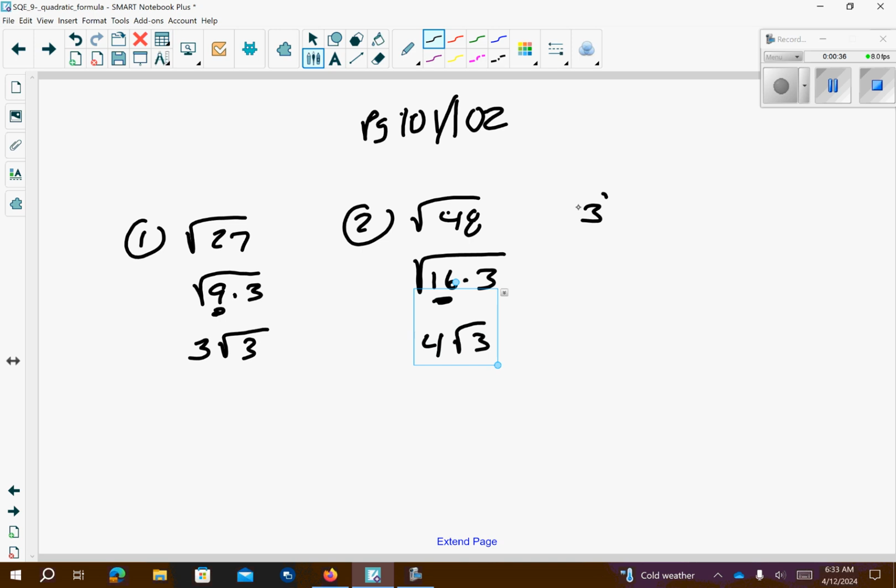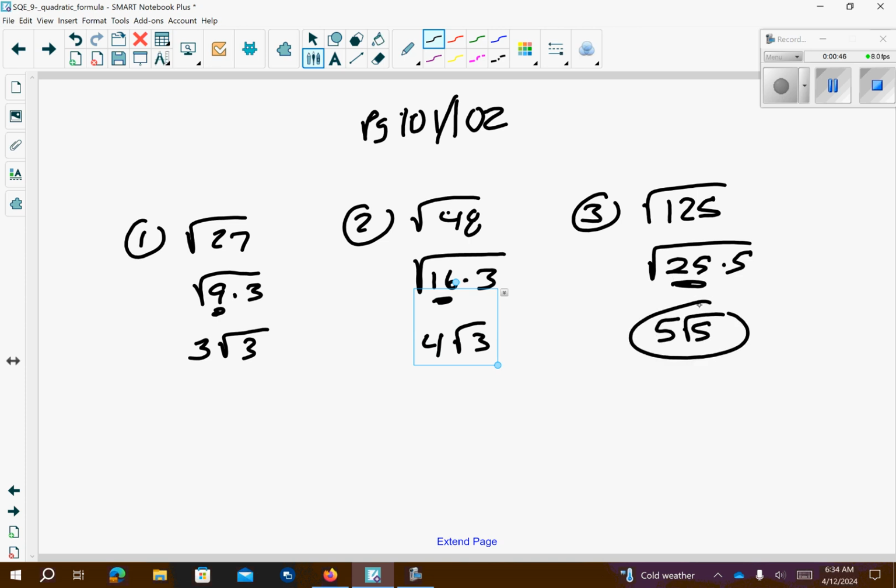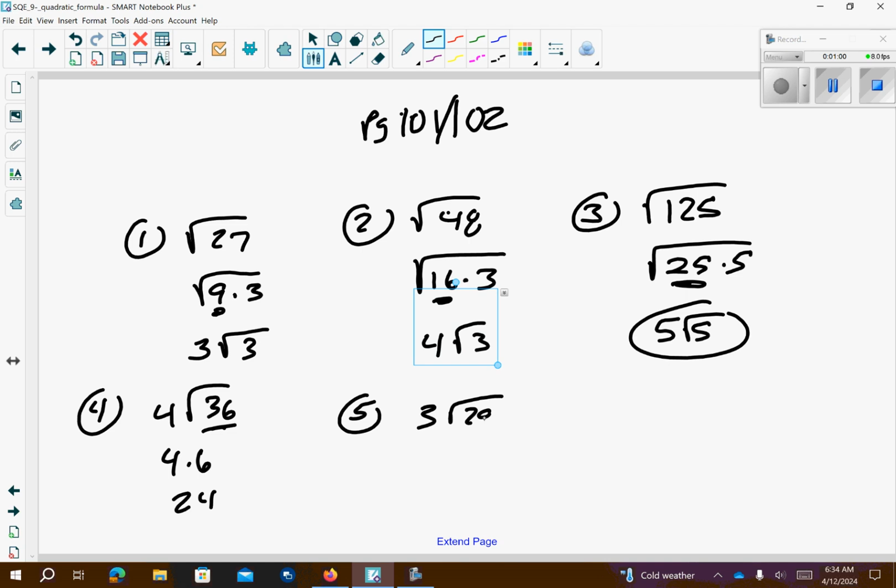Number 3, root 125. That's going to break down to 25 times 5. So the square root of 25 is 5, so I get 5 root 5. Number 4, we have 4 root 36. 36 is a perfect square. The square root of 36 is 6. It joins the 4 outside. Multiply those together.